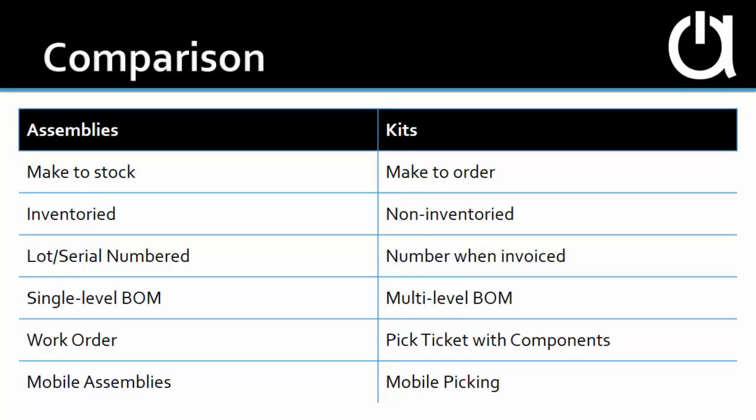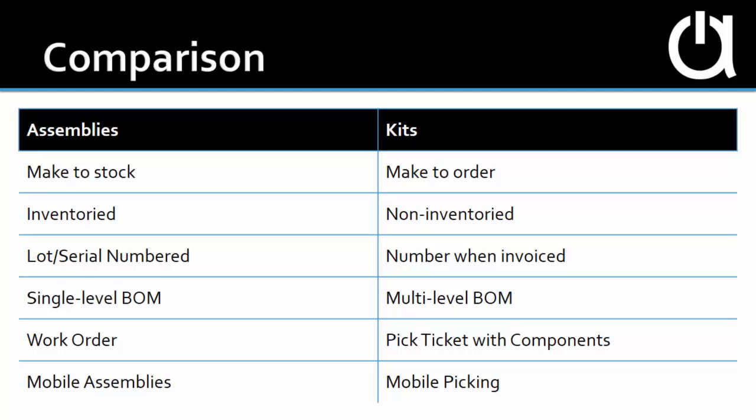This is also the reason why assemblies can be lot or serialized, while kits can only be numbered when invoiced. Lot or serial numbers can sit on a shelf and be fully tracked and traced, and kits won't have a lot or serial number created until you've put all the components together and invoice that order. So you can create a lot or serial number when you invoice it, but you can't just say, I'm going to use this lot or serial number, because you never received a lot or serial number or created a new one like you would for an assembly.